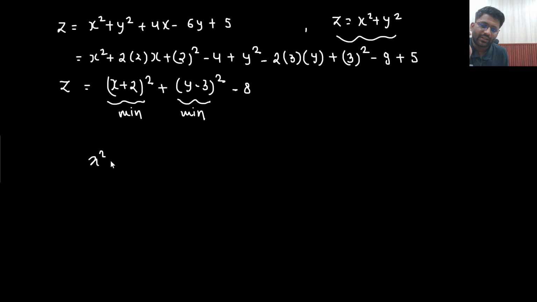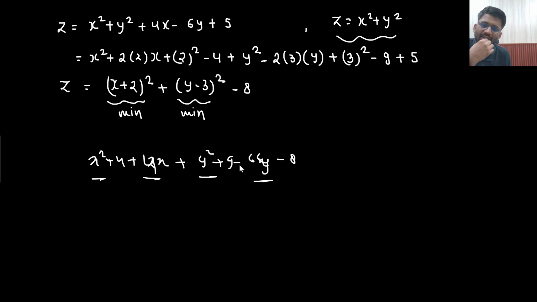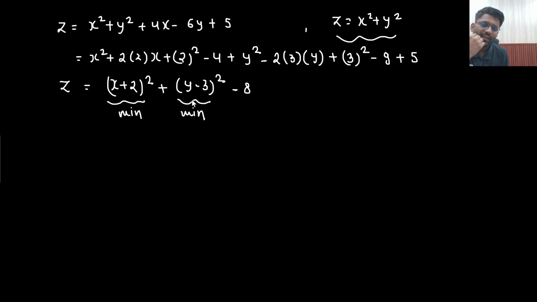First of all, let me check the calculation. X square plus 4 plus 4x plus y square plus 9 minus 6y minus 8. So x square plus y square plus 4x minus 6y, 13 minus 8 is 5 here. So here the minimum value could be 0 and here the minimum value could be 0, because a square will always be positive. X plus 2 whole square can have the minimum value of 0 only. This can also have a minimum value of 0. Minus 8 is a constant value. So z minimum will be minus 8 only.